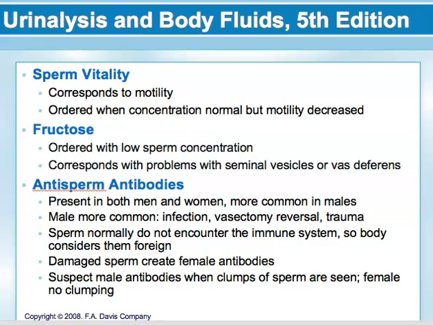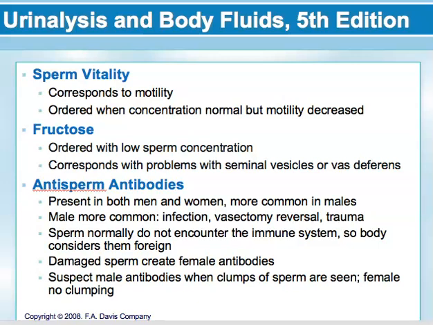Some additional testing that can be done. Additional tests may be ordered if there are any abnormal findings in the routine semen analysis. One of those could be vitality, which may be ordered when the concentration is normal, but motility is decreased. Fructose could be ordered with low sperm concentrations, which may be caused by abnormalities of the seminal vesicles or vas deferens. Anti-sperm antibodies. This is kind of an interesting concept.